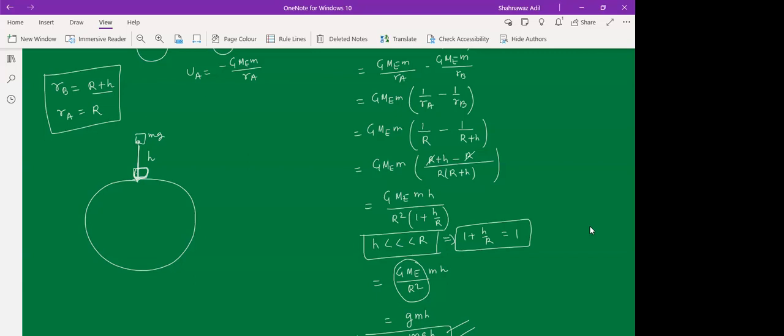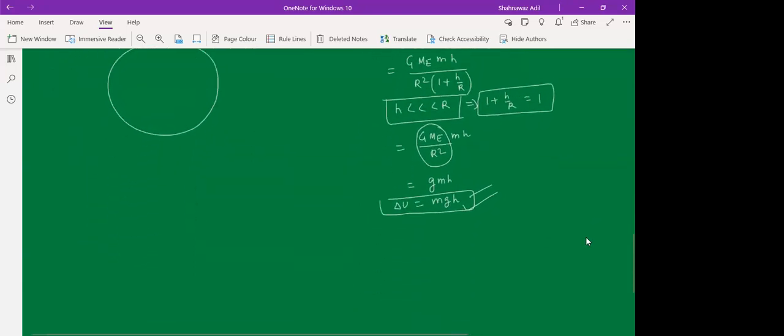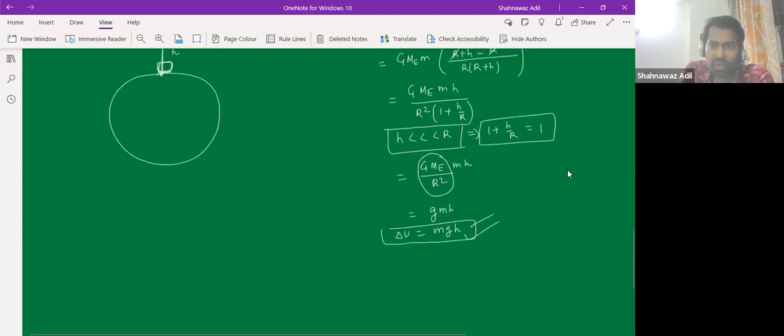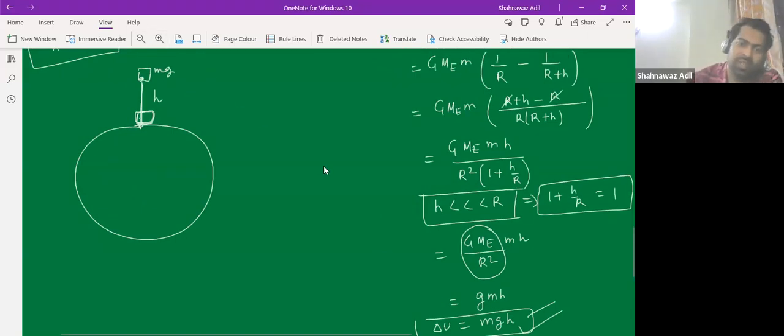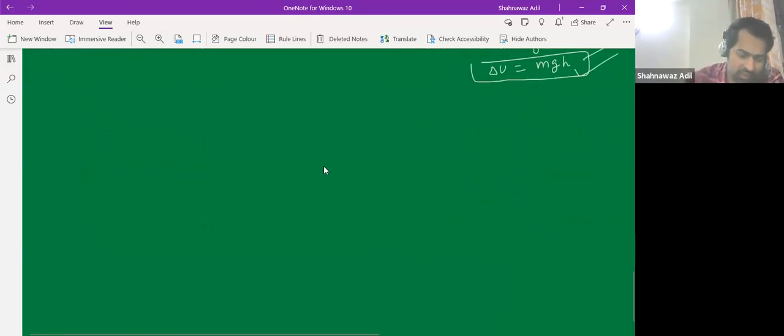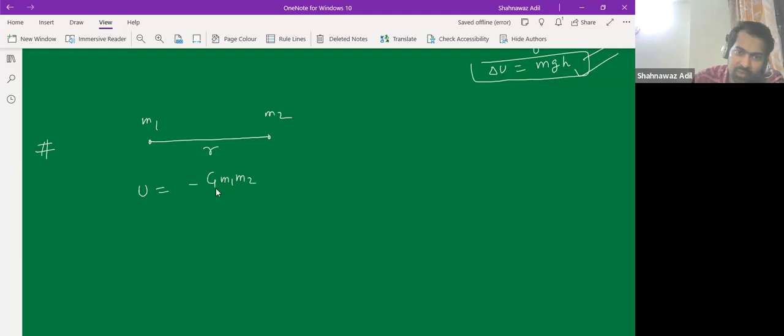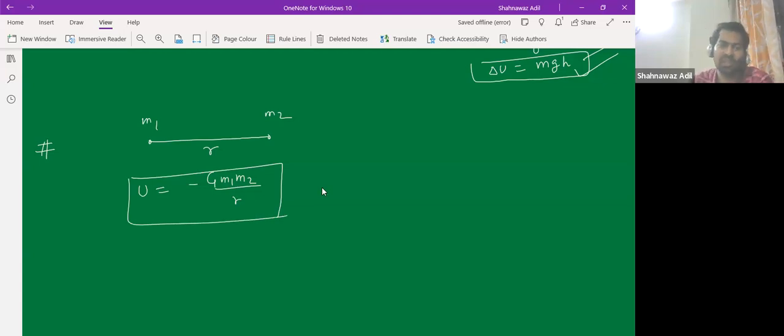Done. Okay. Good. What about you guys, Amna and Akib? Finished. Okay, so what did we learn? That if we have two masses, this is M1, this is M2, and the separation is R, then the potential energy would be minus GM1M2 by R. Remembering this thing, let us do this one.